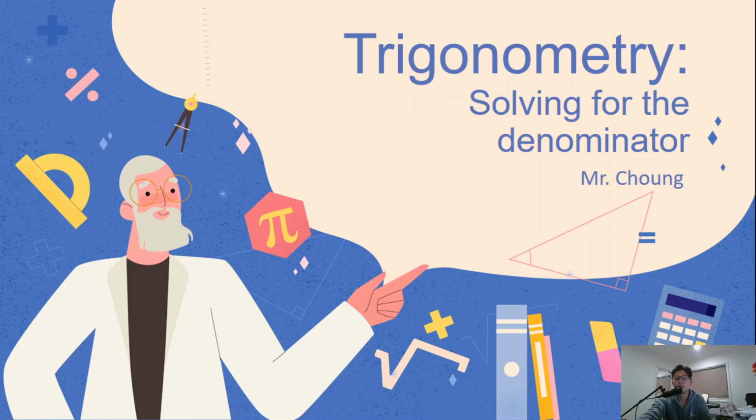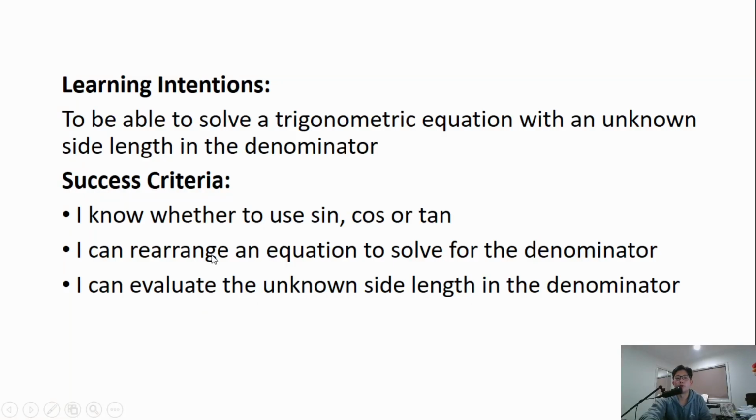In this video, we'll be continuing on with trigonometry and learning how to solve for the denominator. So by the end of this lesson, we should all know whether we need to use sine, cos, or tan, be able to rearrange an equation to solve for the denominator, and finally be able to evaluate the unknown side length in the denominator. So this lesson is a continuation from last lesson.